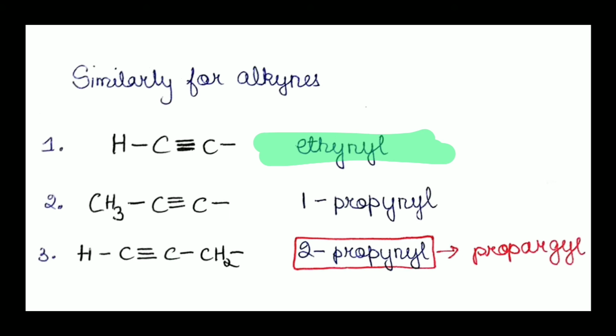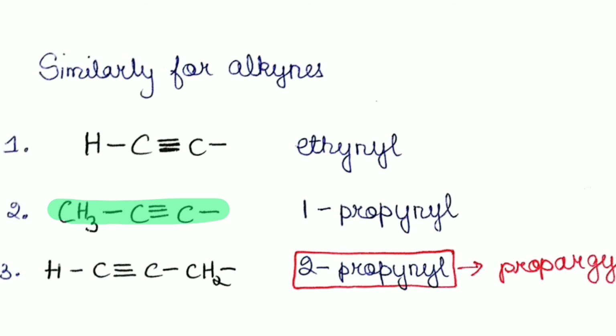The same goes for a 3 carbon unsaturated substituent having a triple bond. Because the triple bond is at the free valent carbon, it is called 1-propynyl. And in such a case where the free valent carbon does not have the triple bond, but the second carbon from the free valent carbon has the triple bond, then we'll call it 2-propynyl or propargyl. That's the common name for such a substituent.